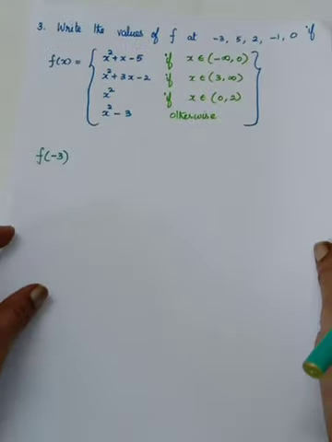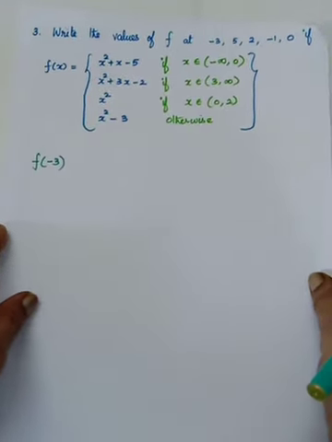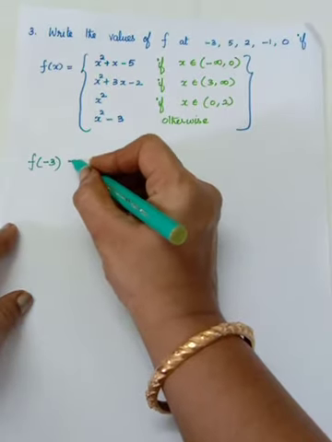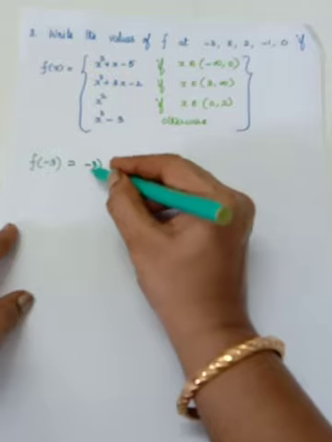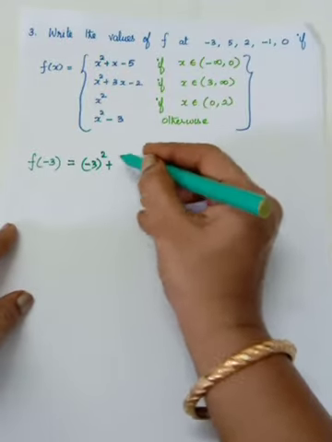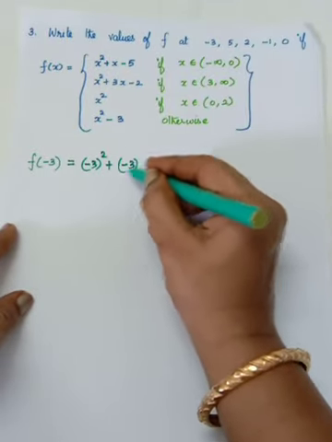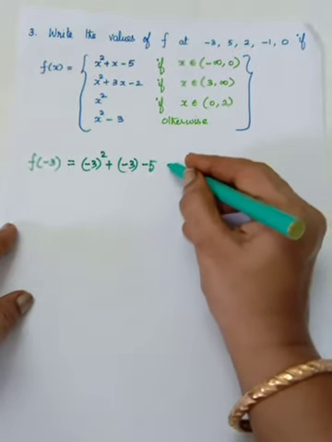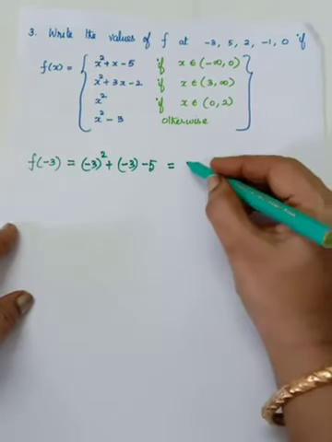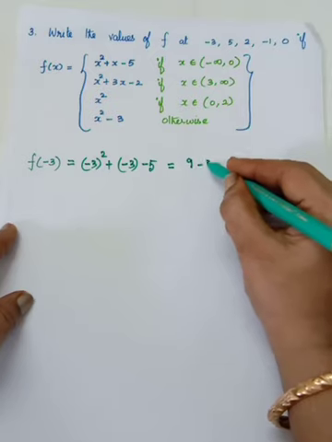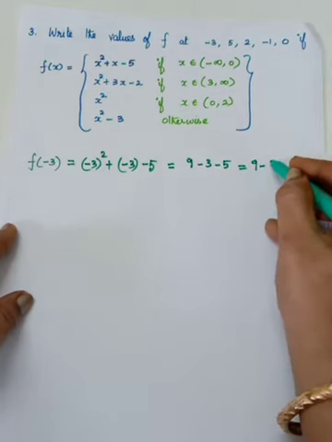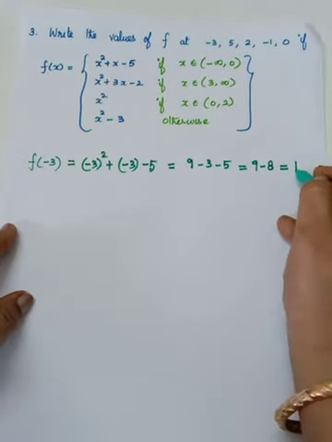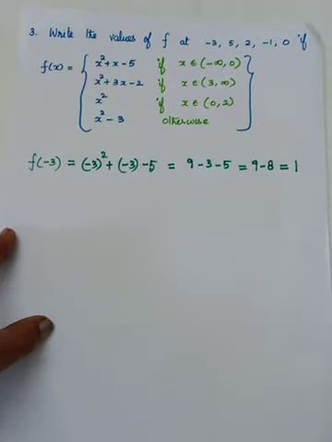So when you substitute, your f of minus 3 is equal to, in the place of x, what do you have to substitute? Minus 3. So it is minus 3 the whole squared plus minus 3 minus 5. What is minus 3 the whole squared? It is 9, minus 3, minus 5. So it is equal to 9 minus 8, that is equal to 1. So the value of f of minus 3 is 1.